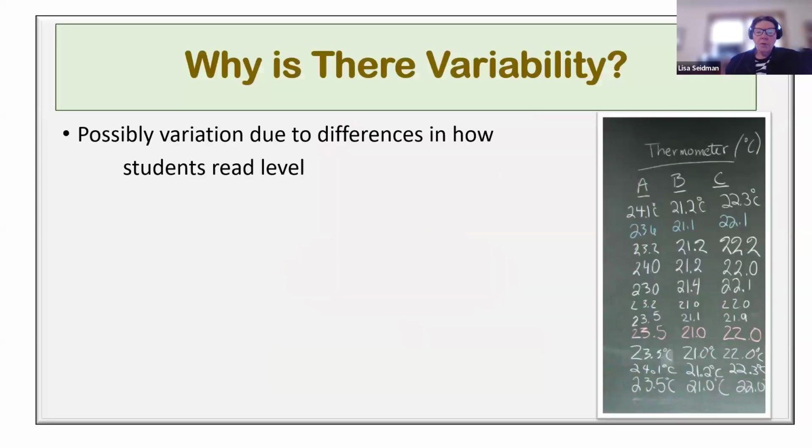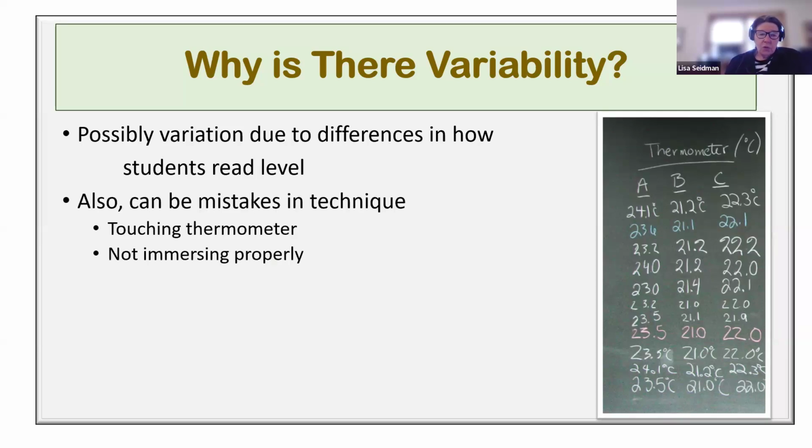Okay, why is there variability? Then the students will always say, well, there's differences in how we read the level. So they'll say, oh, I saw somebody else squatting down so that their eyes were exactly level with the meniscus. I didn't do that. Maybe I should have. And then they might say, well, I saw some students do something like touch the thermometer, and then maybe they even took it out and did not put it back in properly. These would be mistakes, and we can point that out.